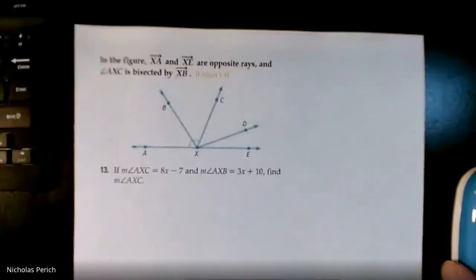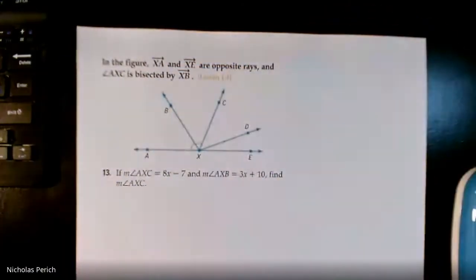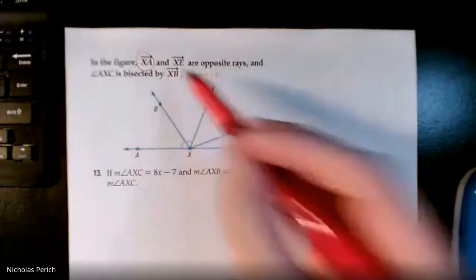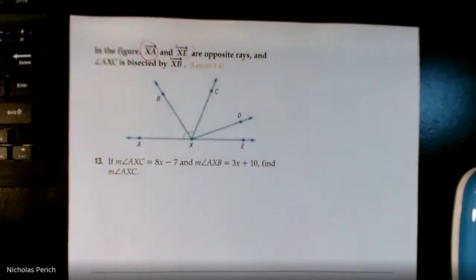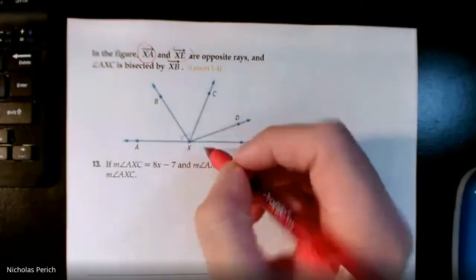Okay. So that covers sections 1-1, 1-2, and 1-3 for the most part. In the figure, XA, which is that one, and XE, which is that one, are opposite rays. All that means is that they form a straight line, okay? That all of this adds up to 180, if that even matters.